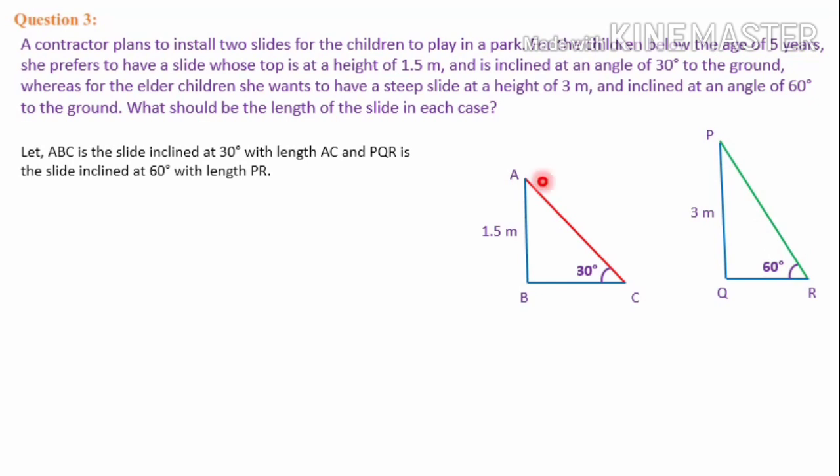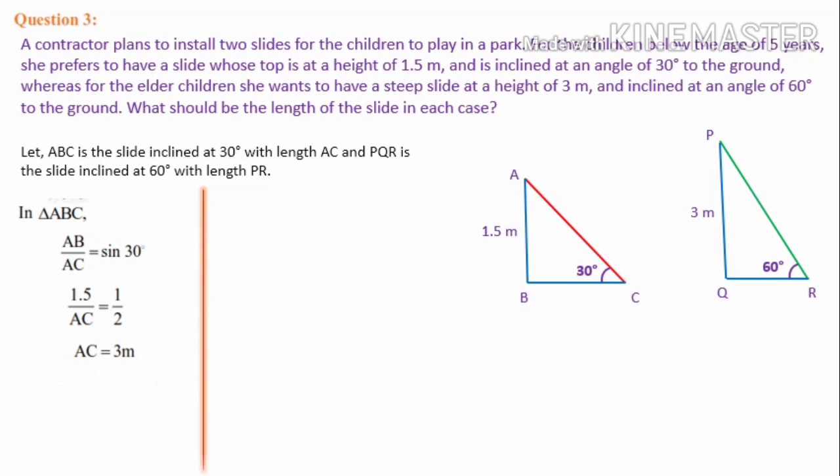So here we have to calculate AC as well as PR. In triangle ABC, we have AB, and AC is the required one. With respect to 30, this is O, this is H. So sine 30 is AB by AC. Let's substitute it. AB is 1.5 and AC is the required one. Sine 30 value is 1 by 2. Cross multiply it. AC into 1, that is AC. 1.5 into 2, that is 3 meter. So the length of the first slide we got is 3 meter.